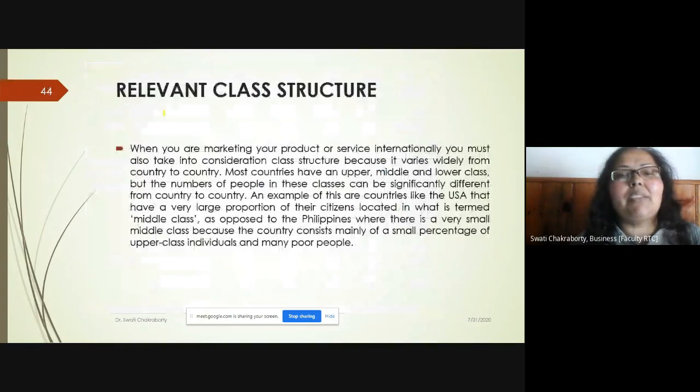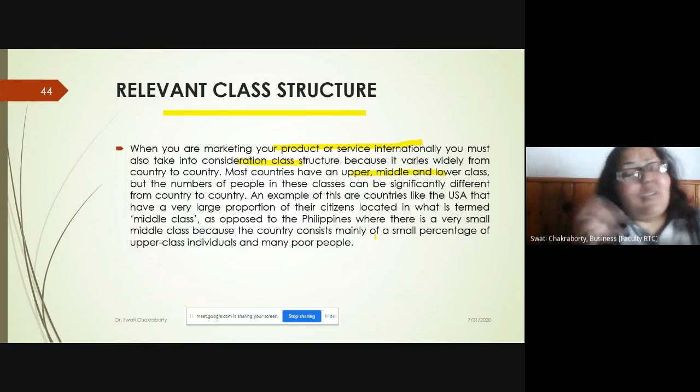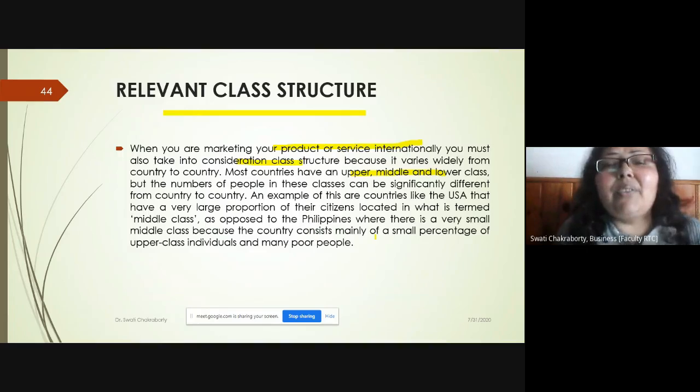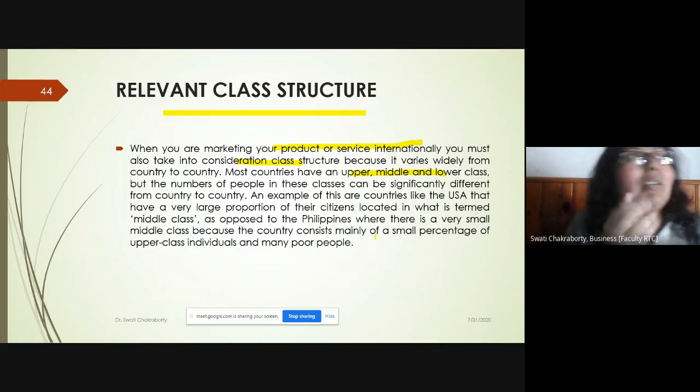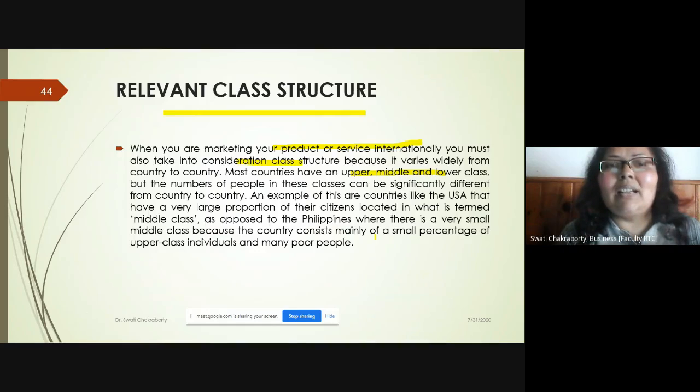So next comes up is relevant class structure. While marketing your product or service internationally, one has to take into consideration the class structure, because this again varies. Class structure means upper, middle, and lower class. That varies from country to country, right? And the number of people in each of these classes also varies from country to country. So if you are selling a product that is quite costly to a country that is not so developed, where the people in the upper class are few, that may not be the right decision, to go and market your product in that economy.